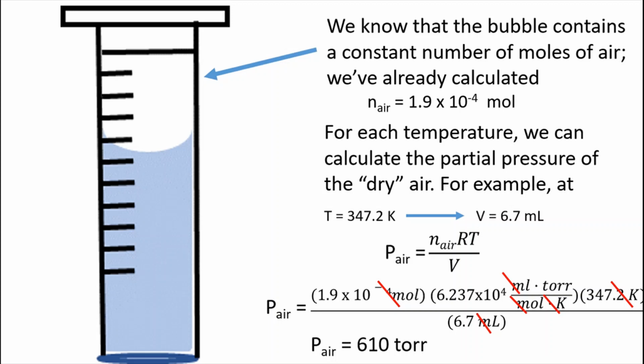So what you're going to do is you're going to repeat this calculation for every data point. Remember, the only thing that's going to change is the temperature and the volume. R stays the same, and the number of moles of air stays the same. Now, if you want to use the formulas in Excel, I'm going to show you how you can do that.